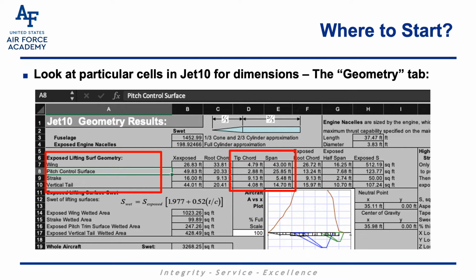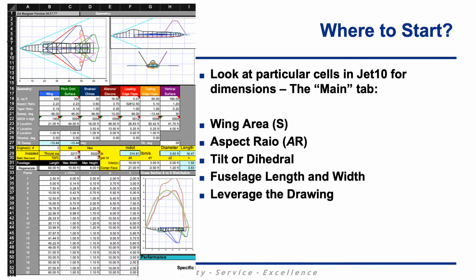Where can you get some of those dimensions? Well, on the Geometry tab of Jet10, the tip chord and span are calculated for you for each of the surfaces. Don't forget all the geometry you've been entering into the main tab. Once you have wing area and aspect ratio, you can calculate the span. You'll need to grab the tilt and/or dihedral angles. You'll need the fuselage length. And don't forget the widths of each of the cross-sectional sections of the fuselage.